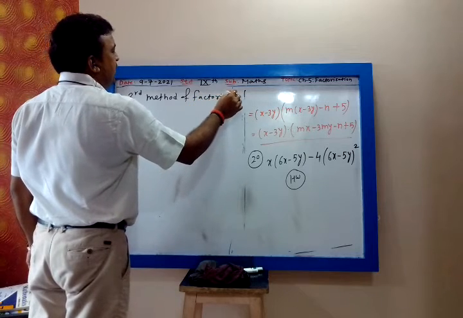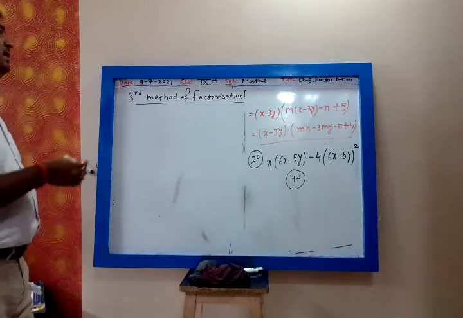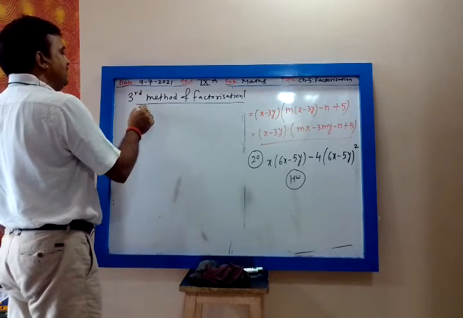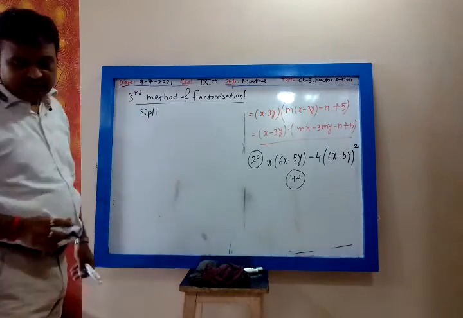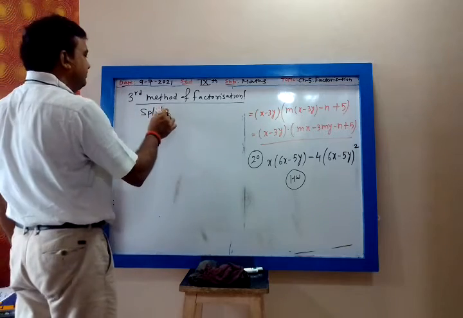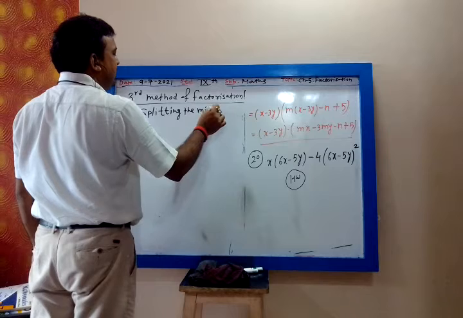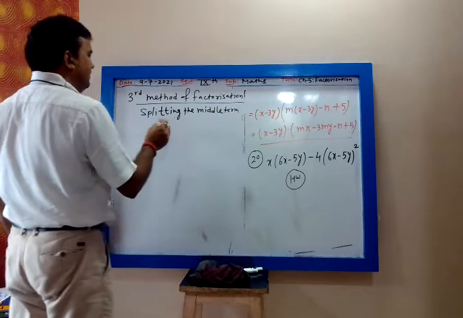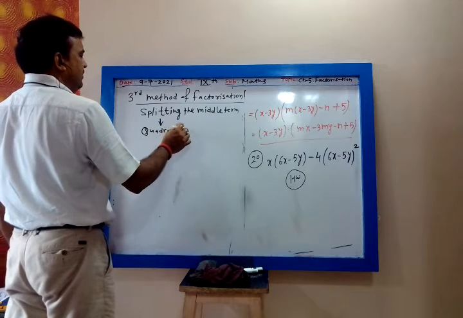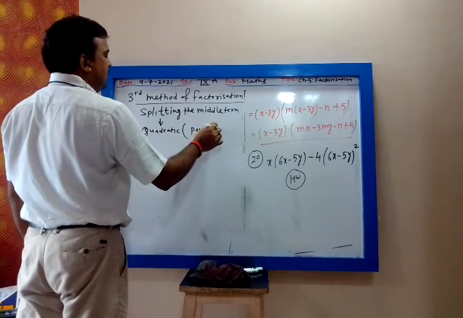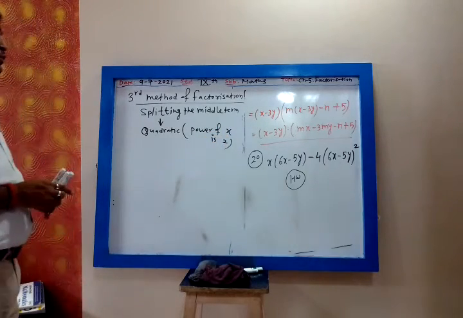When you cannot take a common term directly, when method 1 fails, when the grouping method fails, then we go for the third method of factorization. That is called splitting the middle term. The third method is splitting the middle term, and this is applicable for quadratics, meaning the power of x is 2.